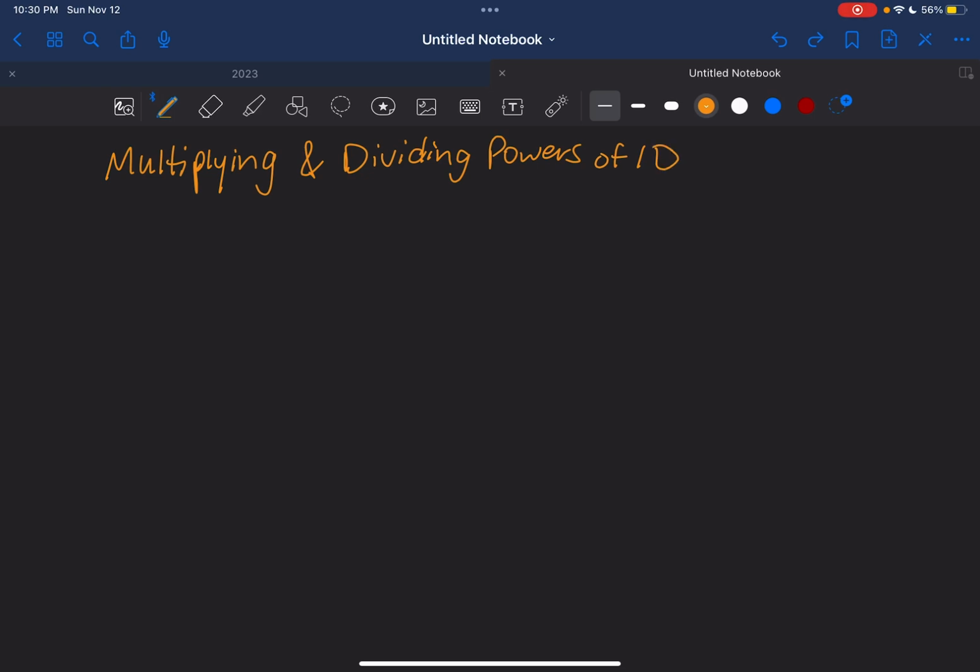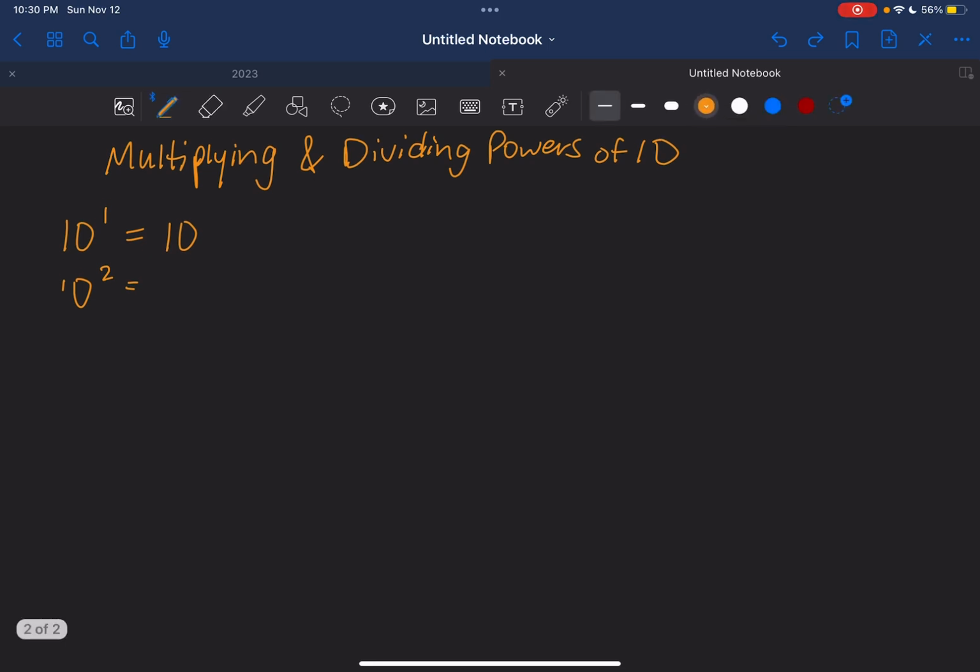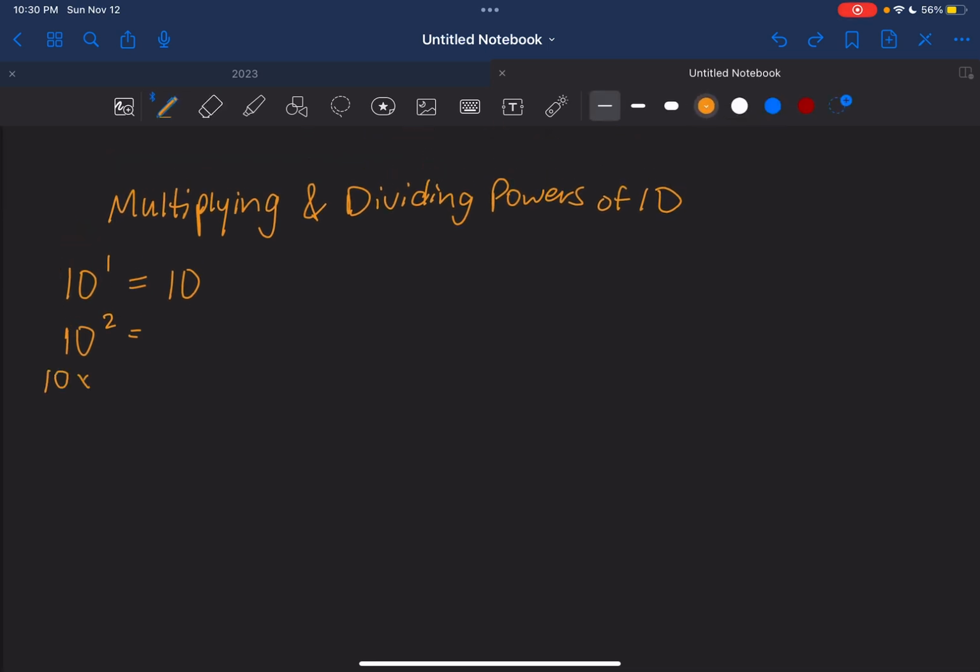So we're going to do some quick review over what are powers of 10. When I talk about powers of 10, we're talking about exponents mainly. So 10 to the first power would equal 10. 10 to the second power would be 10 times 10, and we know that equals 100. And then we've gone up to 10 to the third power, or 10 to the power of 3, which is really just 10 times 10 times 10, which would be 1,000, okay?